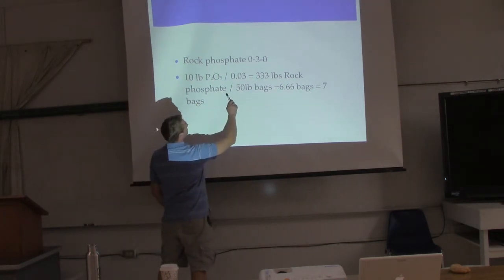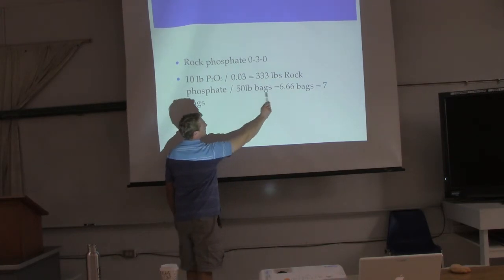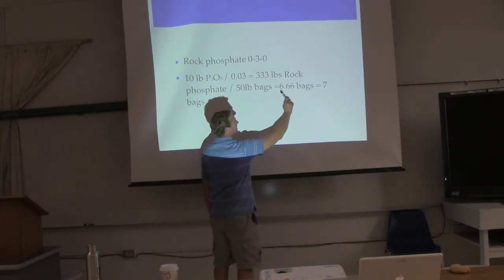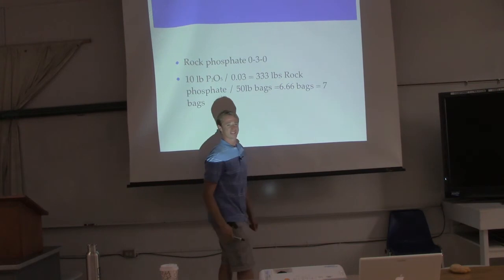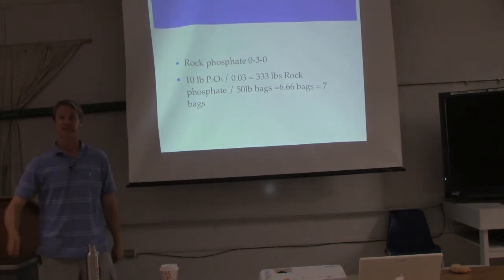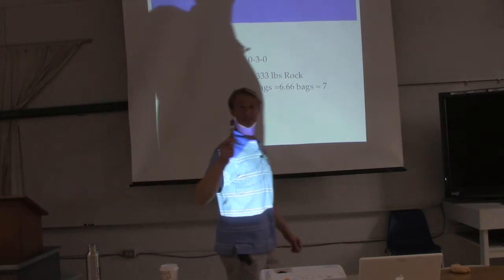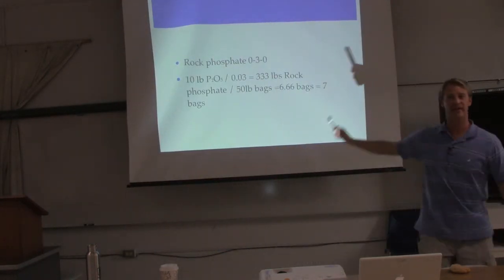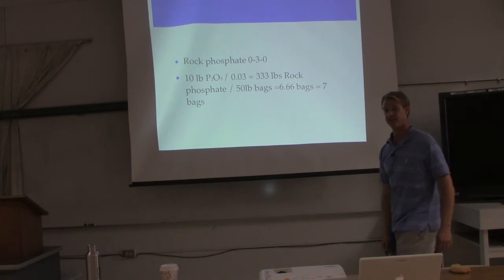Rock phosphate comes in 50-pound bags. How many bags do I need to buy? I need to buy 6.66 bags. Well, they don't sell 6.66 bags. You can only buy whole bags, so you've got to buy 7. 7 bags at $11 a piece. Is that worth it? Probably.